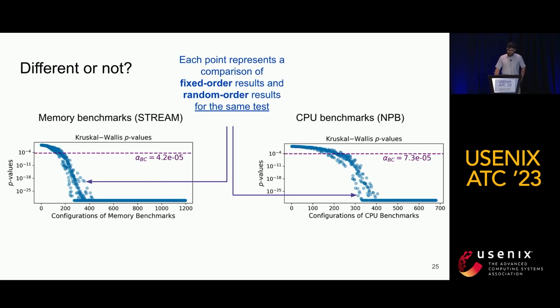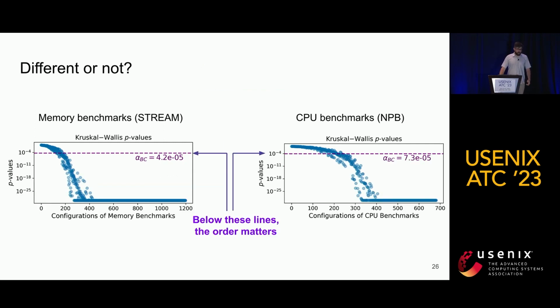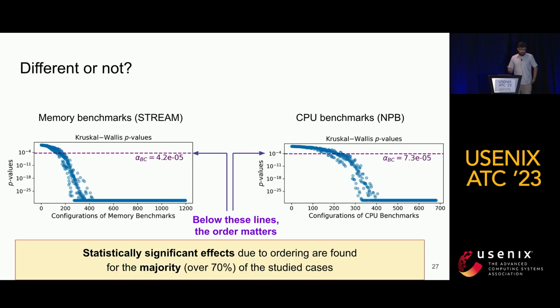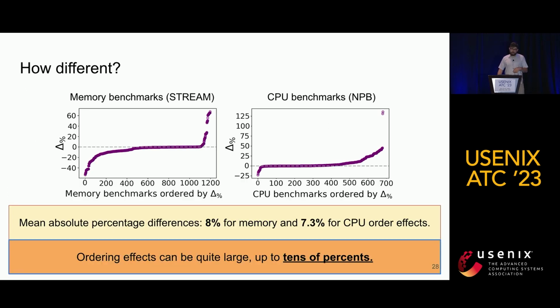All right, in the next couple of slides, I'll show a sequence of plots where each point represents a comparison between a set of random order runs and fixed order runs. Again, they're matching and comparable results, and the only difference is the order. So we're trying to distill the importance of that factor. For the points that fall below these purple lines, we can tell that the order matters, because that's what these tests tell us. Overall, statistically significant effects due to ordering are found for the majority of these cases and for this overall experiment. So this confirmed our intuition that the order is important, but now we're going to assess how big the difference is.